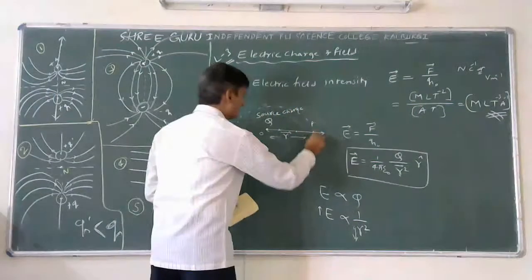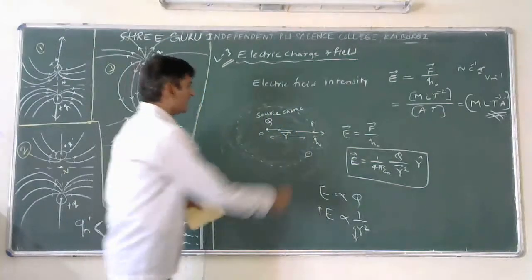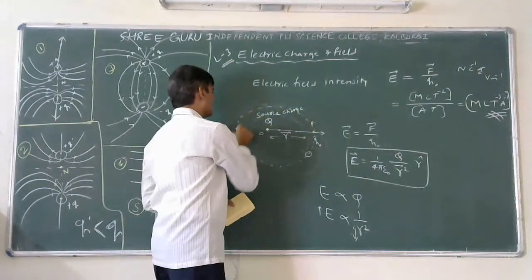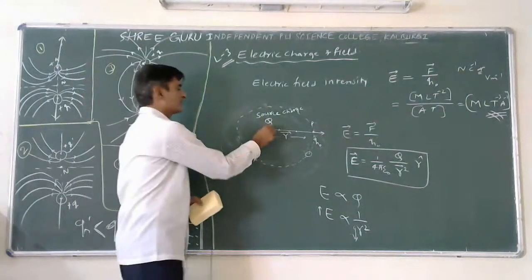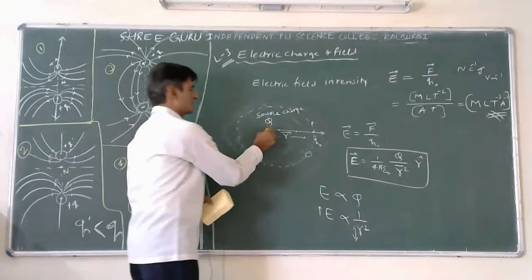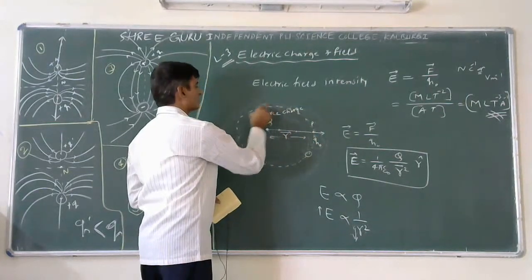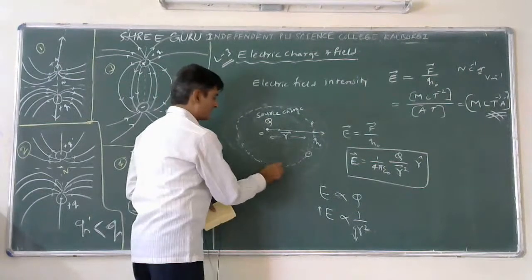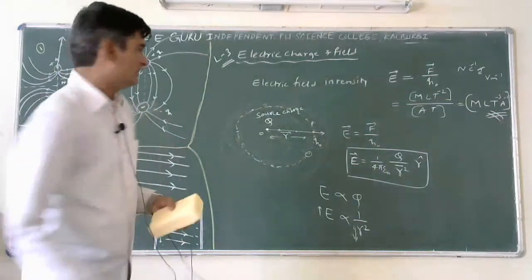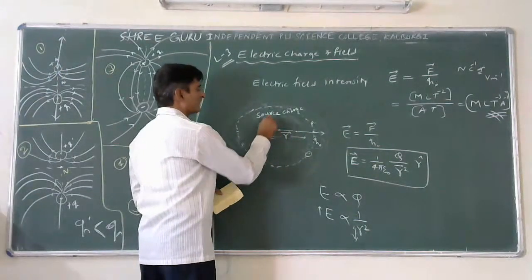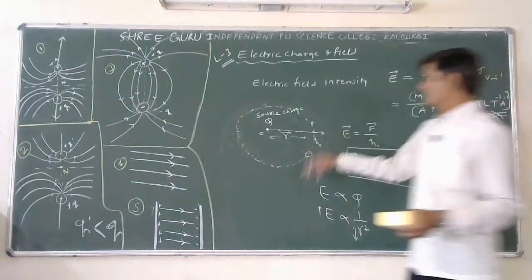So if you draw a circular line like this from the source charge capital Q, then all the points on that circular line will have the same electric field intensity due to a single source charge. If the source charge is at the center of the circle and all the points are on the circumference, then at these points the electric field intensity will remain the same because the distance r is also the same, the charge producing the electric field is also the same, and the medium is also the same.